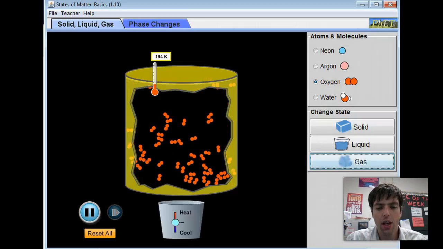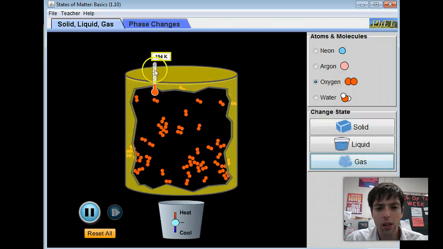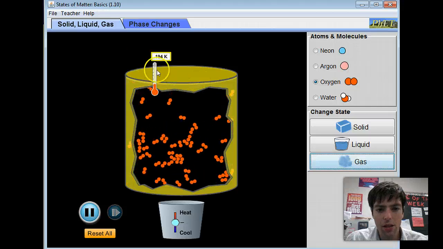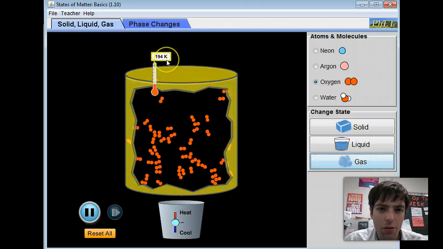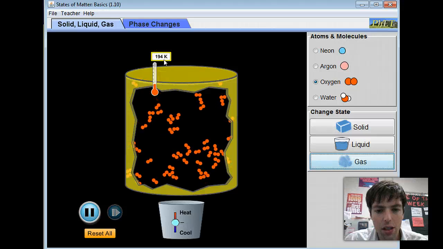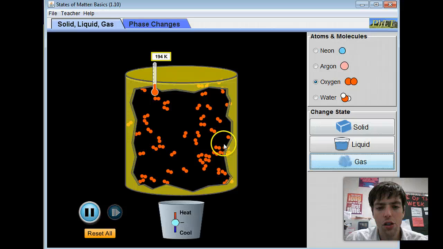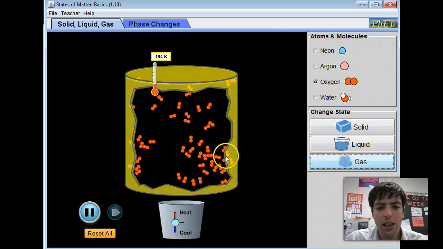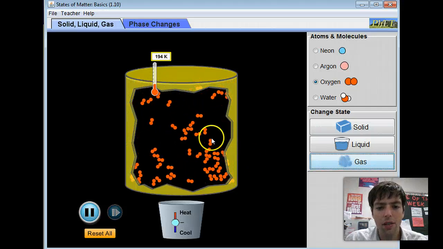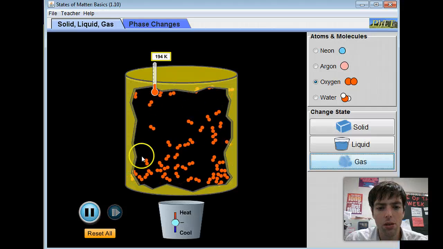So here in this screen, we've got this weird little cylinder with a thermometer that tells us how hot it is, and a unit we're unfamiliar with called Kelvin. But we just know that means sort of warm. You can see I've chosen oxygen, and here we have oxygen in a gas-like state. And like you've already learned, the molecules are just bouncing off the wall. Boom, boom, boom, boom, boom, boom, boom.